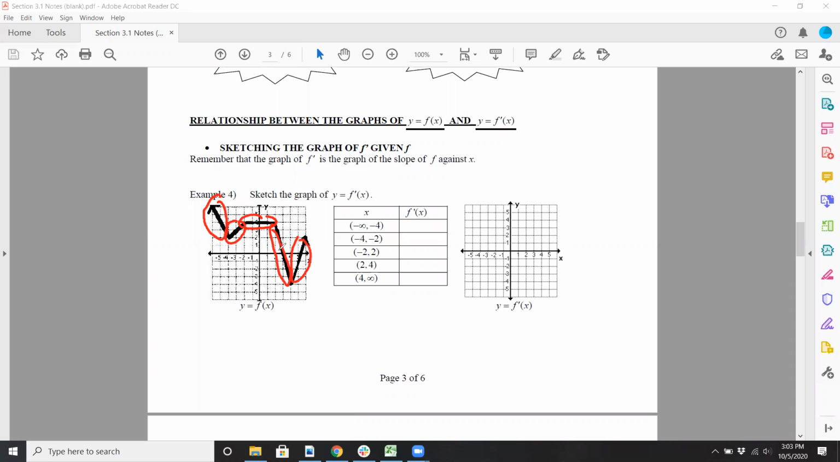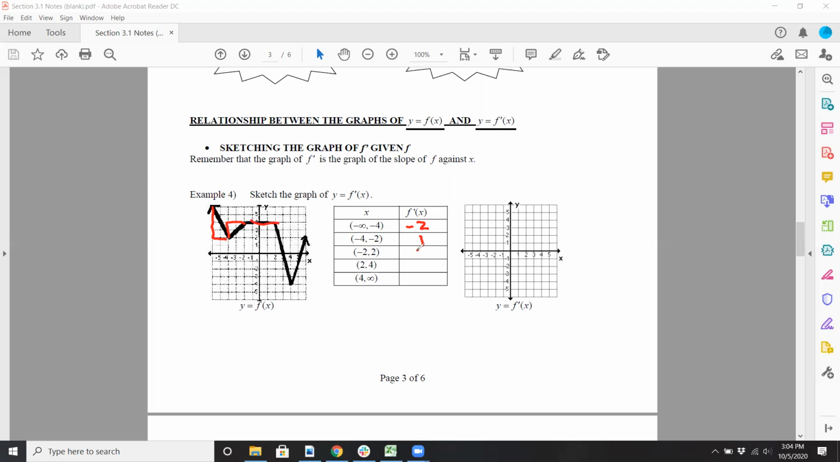So we have 5 different parts here, and we have 5 different intervals, of course: negative infinity to negative 4, negative 4 to negative 2, negative 2 to 2, 2 to 4, and 4 to infinity. So let's investigate each of these portions and find their slopes. This one goes down 4 and right 2, so it's probably a slope of negative 2 there. The next one probably goes up 2 and right 2, probably a slope of 1.